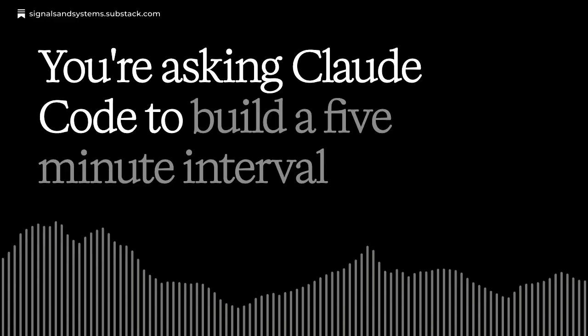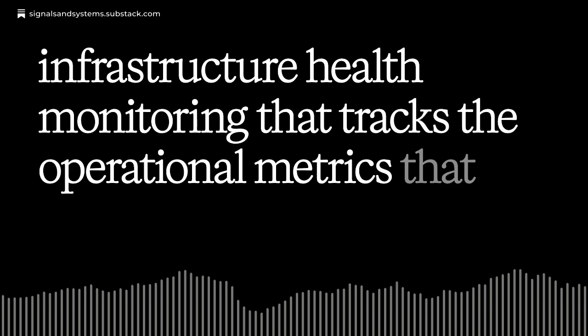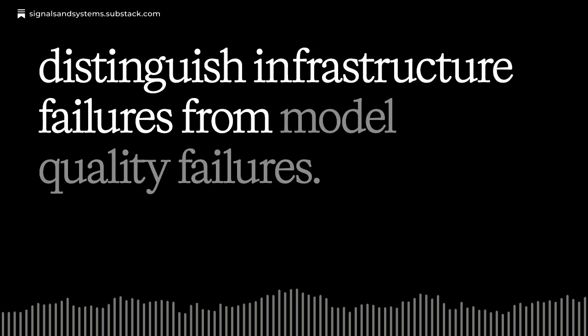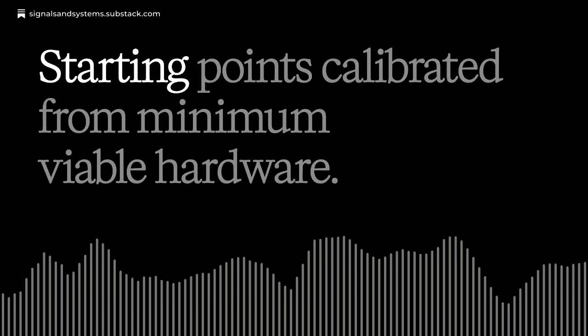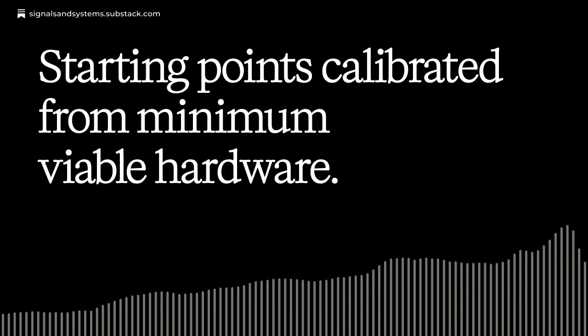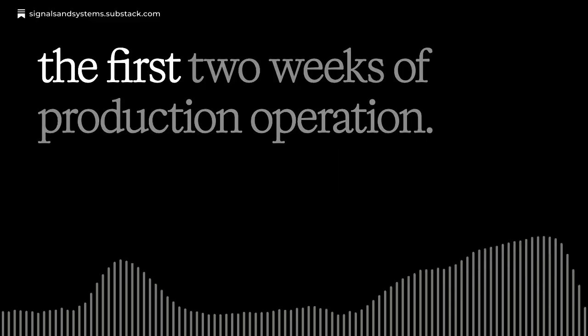You're asking Cloud Code to build a 5-minute interval infrastructure health monitor that tracks the operational metrics that distinguish infrastructure failures from model quality failures. The alert thresholds are conservative starting points calibrated for minimum viable hardware. Adjust them based on the normal operating range observed in the first 2 weeks of production operation.